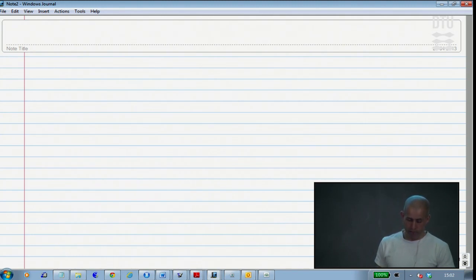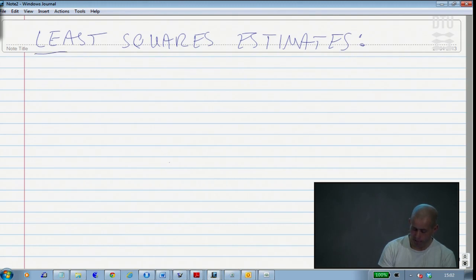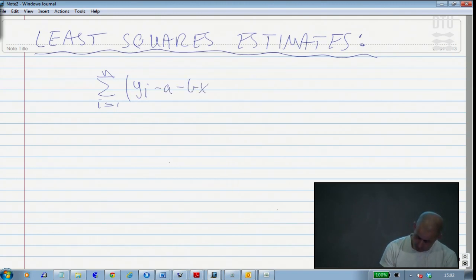Let me show you, or at least indicate, how exactly the least squares estimates in regression actually come up as they are. The least squares criterion is the sum of the y observations minus the line, squared. This is the least squares term that we would like to minimize.